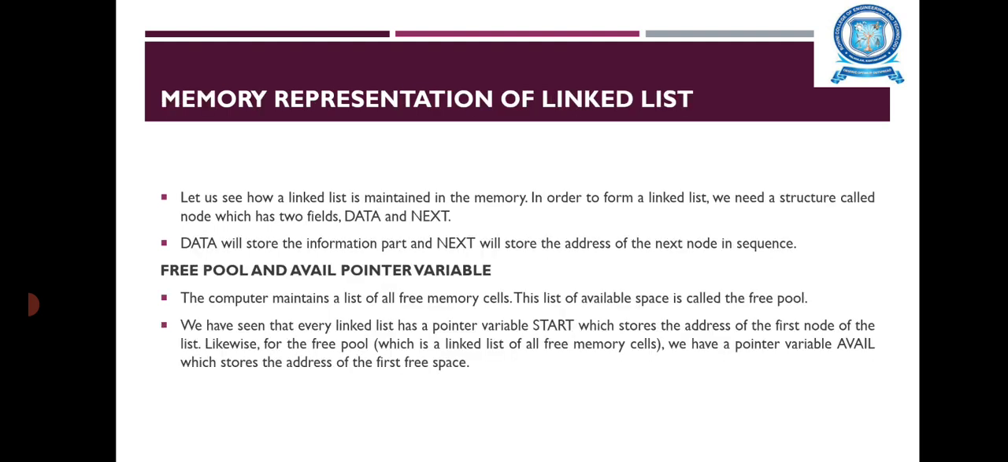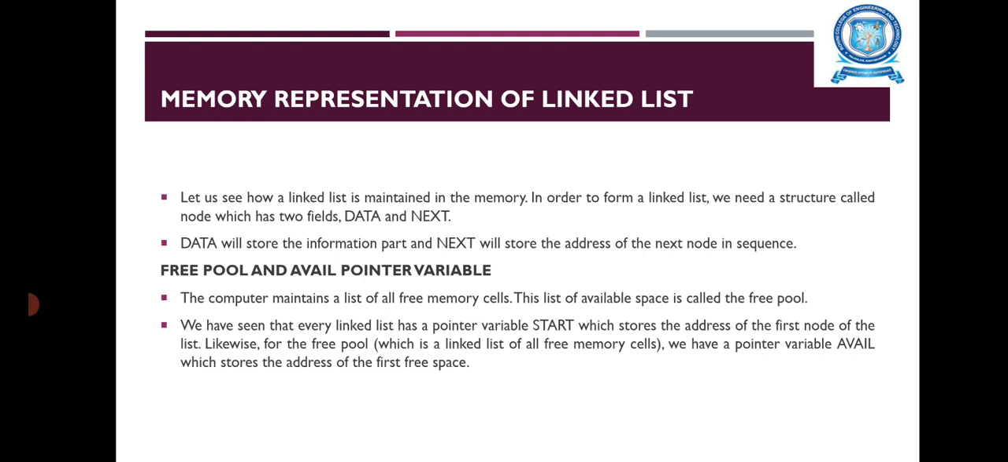Memory representation of linked list. Let us see how a linked list is maintained in memory. In order to form a linked list, we need a data structure called a node, which has two fields. The first one is data, and the second one is next. Data will store the information part and next will store the address of the next node in the sequence.